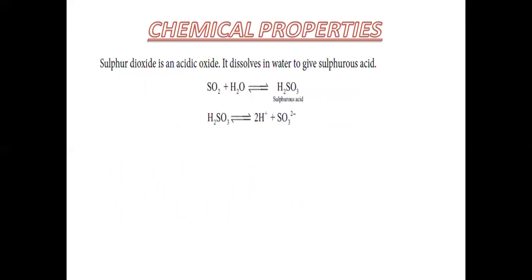Next is the chemical properties of SO2. SO2 is an acidic oxide. It dissolves in water to give sulfurous acid. Acidic oxide means it liberates the H+ ion. Here we mix SO2 with water, which gives sulfurous acid. The sulfurous acid decomposes to give the H+ ion and the SO3 2- ion. Any compound which releases H+ ion we call acidic.